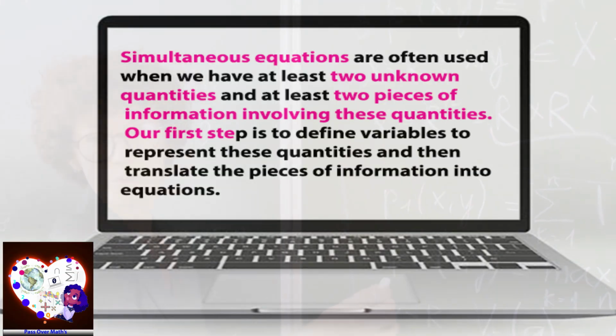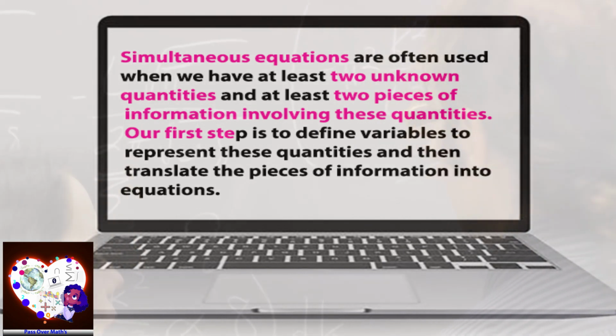Take financial planning, for instance. When you're trying to manage your personal finances, you're juggling multiple variables at once. The money you earn, the money you spend, your savings, your debts. They all form a complex equation that you need to solve to maintain financial health. And in the heart of this equation, you'll often find our friends X and Y.